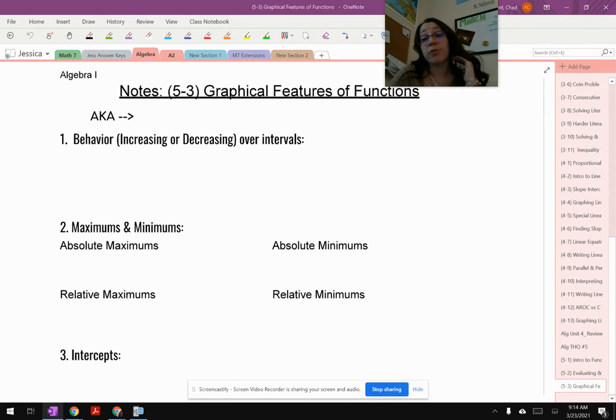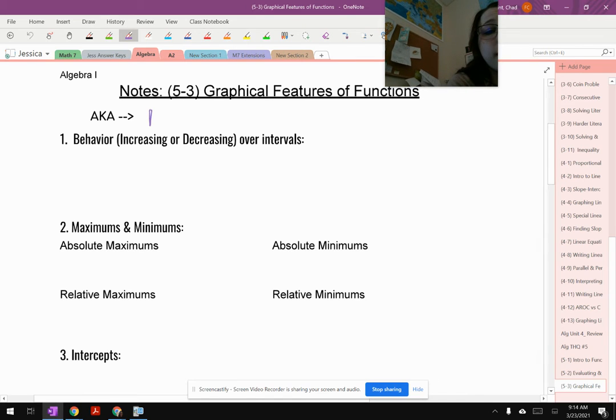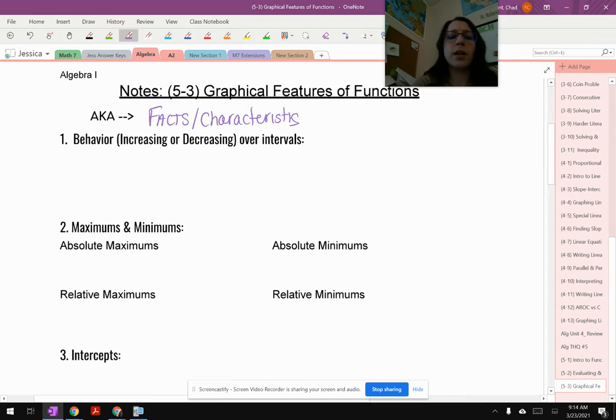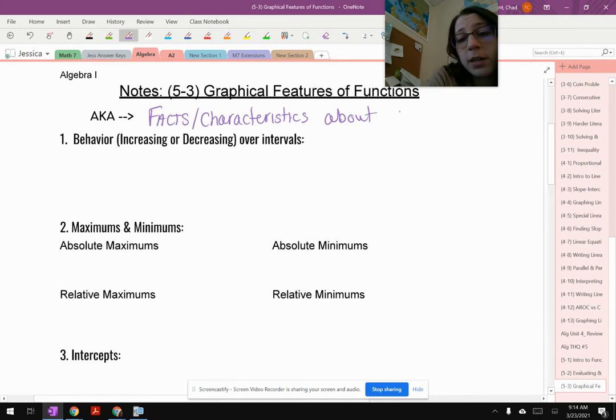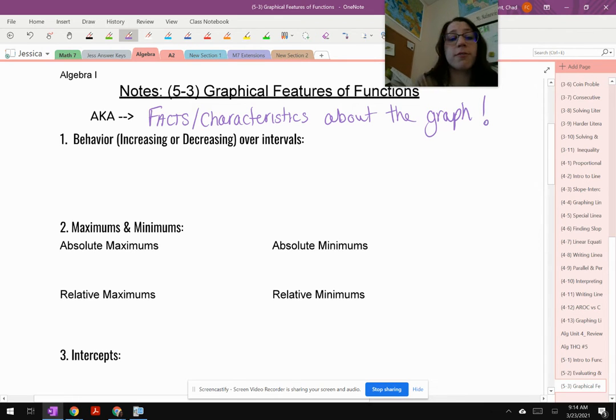Okay, so we are looking at notes for 5-3. This is algebra, our unit on functions, and 5-3 is talking about graphical features of functions. So graphical features about functions, in more words or less, are simply just facts or characteristics about the graph.